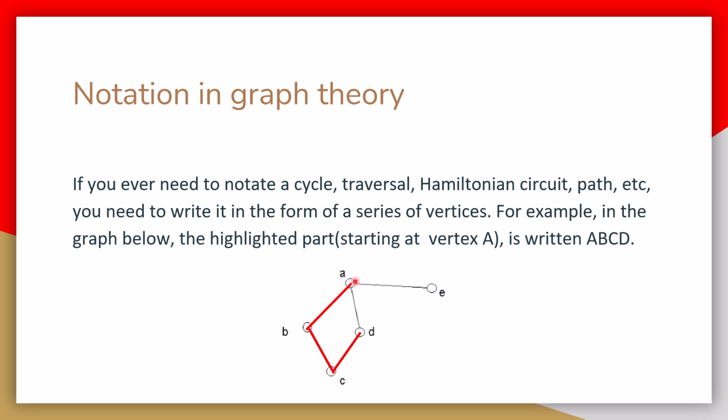So first of all, we need to figure out how you would actually write your answers even if you figure it out. So the notation, if you ever need to notate anything like a cycle, traversal, Hamiltonian circuit, path, etc., these are a lot of types of paths that you will need to identify, which we will talk about in a little bit. But basically you need to write it in the form of a list of vertices. For example, in the graph below, the highlighted part, if you start from vertex A, is written A, B, C, D, because it's going from A to B, then B to C, then C to D.